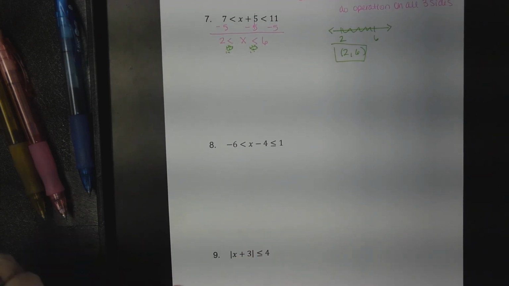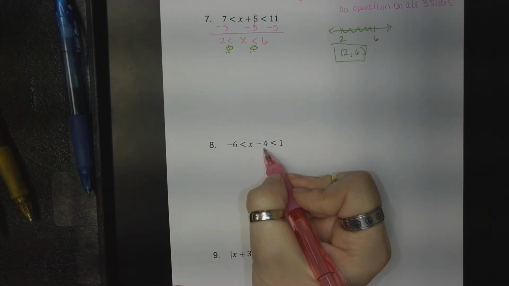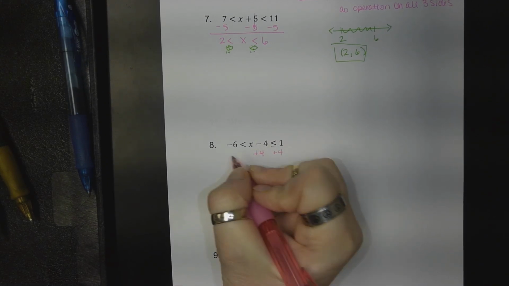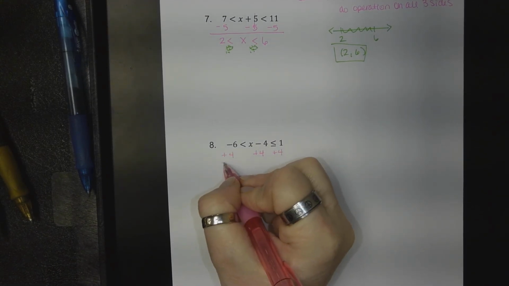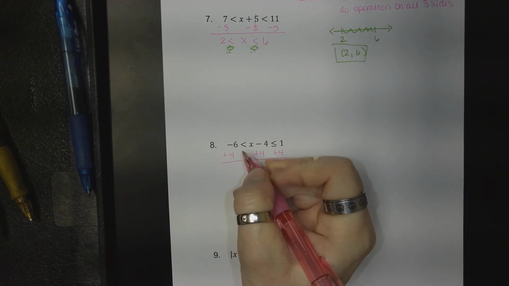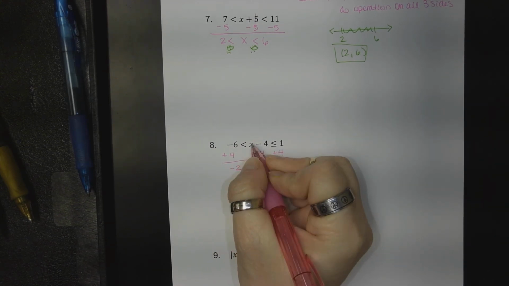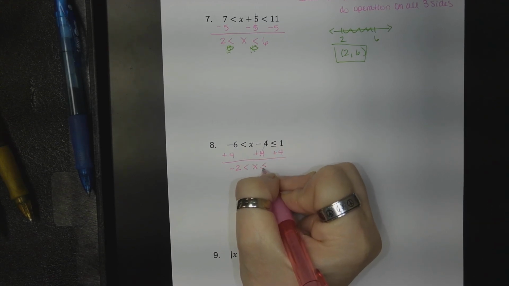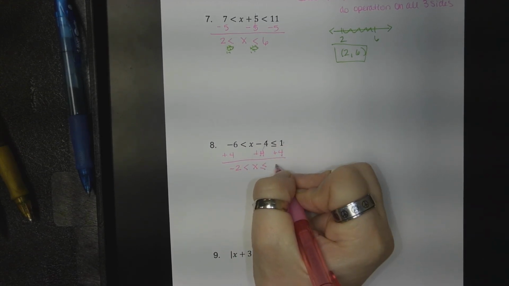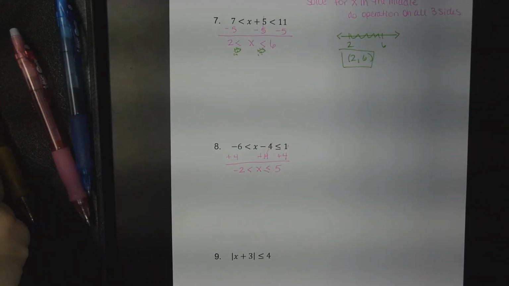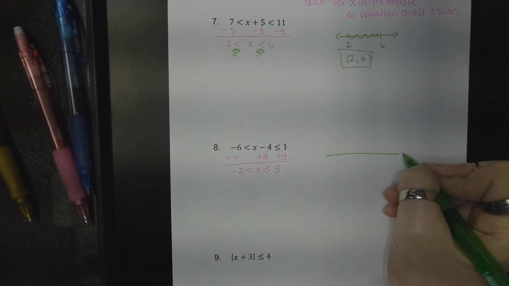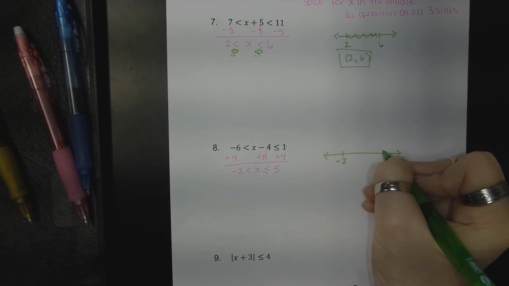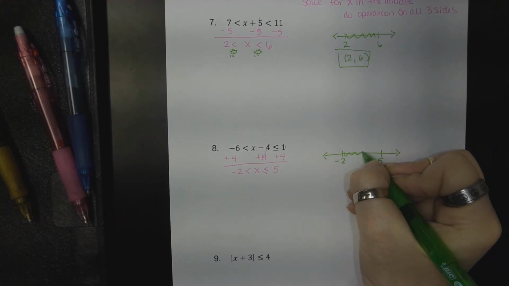Do this one now. Move the man who stands alone. Six plus 4, -2. Bring your sign down, these cancel, so our x is in the center. Bring our sign down. 1 plus 4 gives us a 5. Number line. -2, 5, x is in the middle.